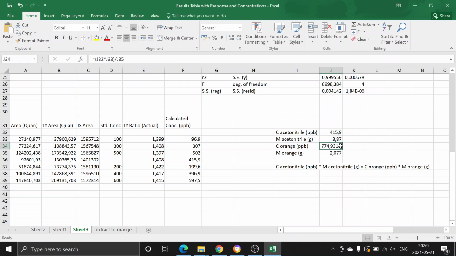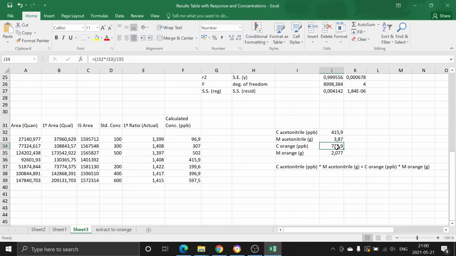And if you do it like that, of course, I have too many significant figures. If you do it like that, you will see that it's equal to 774.9 ppb. So in this case, the ppb was defined as nanograms per gram. Still in here, it's nanogram per gram.